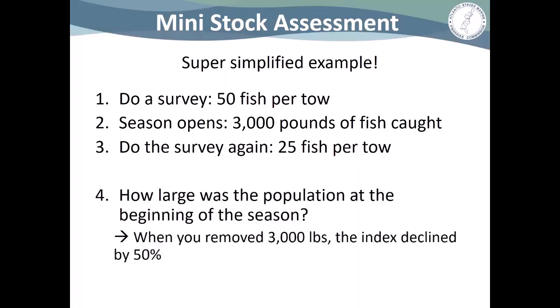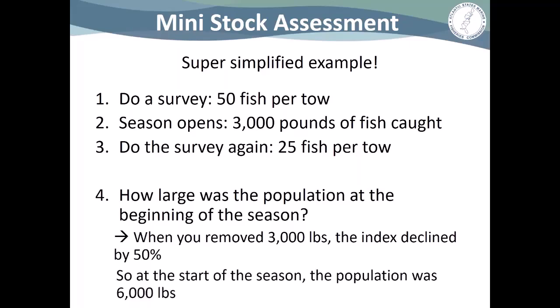Well, what we can tell from this combination of information is that when we removed 3,000 pounds of fish from the population, the index declined by 50%, by half. So we took 3,000 pounds out, and now the population is only half as big as it was at the start of the season. So that tells us that at the start of the season, the population was 6,000 pounds.